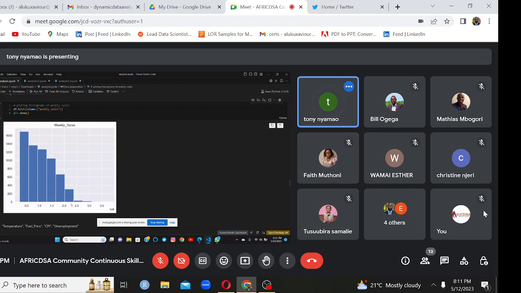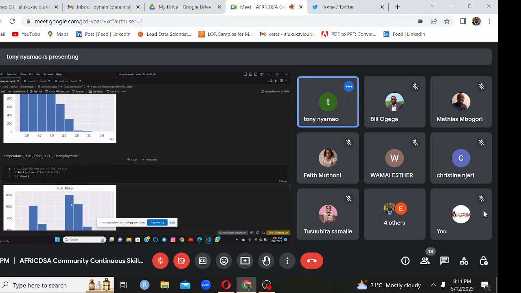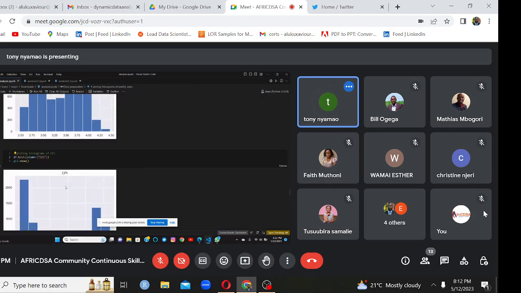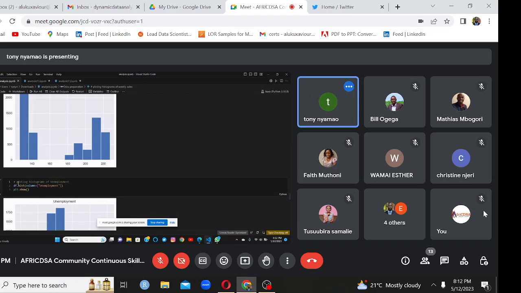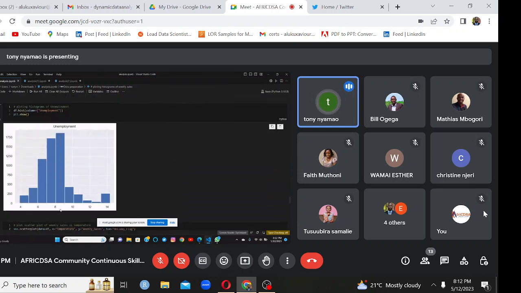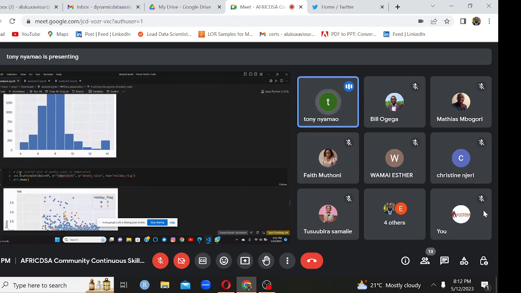declining, as shown above. Then I'm also plotting the histograms of fuel prices. I did it here. I plotted the histogram of CPI. This was my result. And I plotted the histogram of unemployment too. This was my result. Plot scatter plot for weekly sales versus temperature.